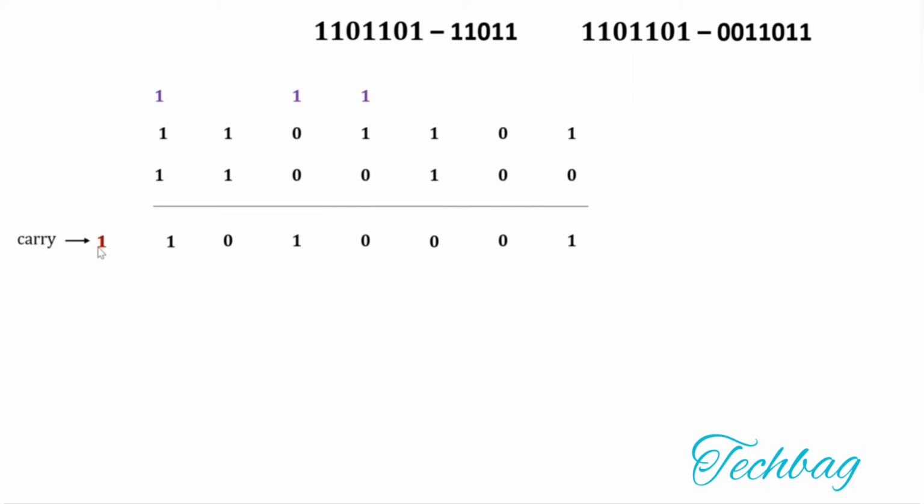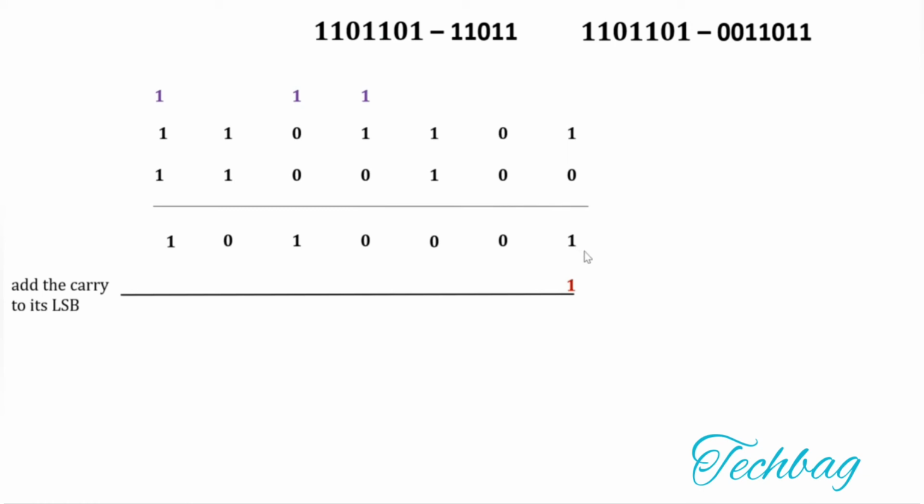If there is a carry at the most significant bit, you have to add the carry with the least significant bit of the result. So now 1 plus 1, you get 0. Here the carry is 1. 1 plus 0, 1. Here 0, 0, 1, 0, 1. So this is the answer.